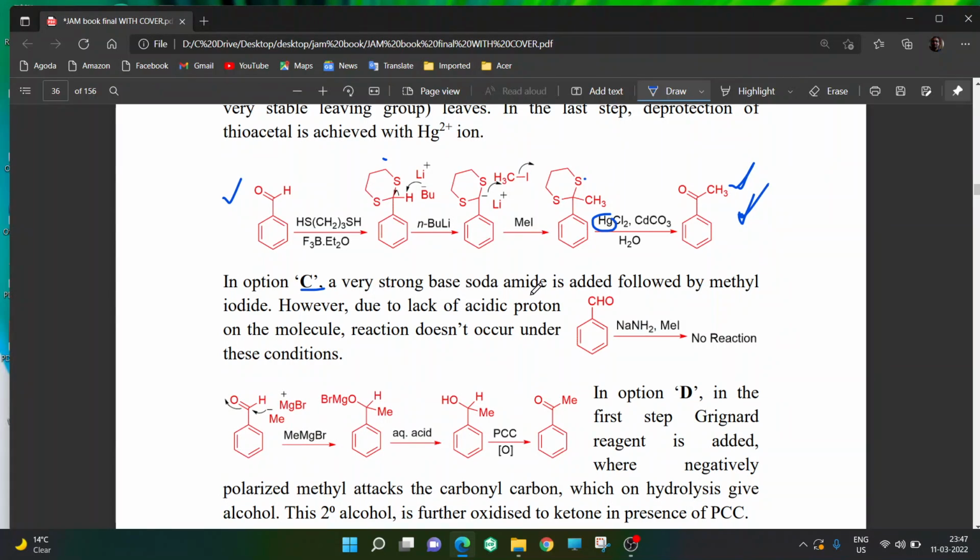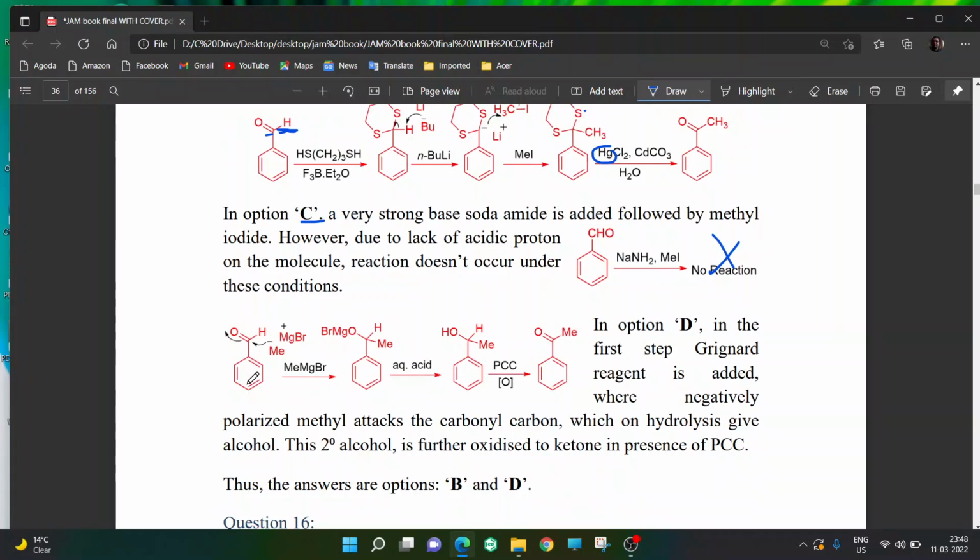Next, it says you have benzaldehyde, you are adding NaNH2 and MeI. NaNH2 is a very powerful base. What it wants to see is, will you get confused? Will you remove this proton by NaNH2 and then that negative charge goes and attacks Me from MeI and you get acetophenone? But no. However strong the base is, even if you use the strongest base, that is N-butyl lithium, you cannot remove this proton. This proton is not acidic at all, because the negative charge does not get stabilized anywhere. So no reaction will happen.